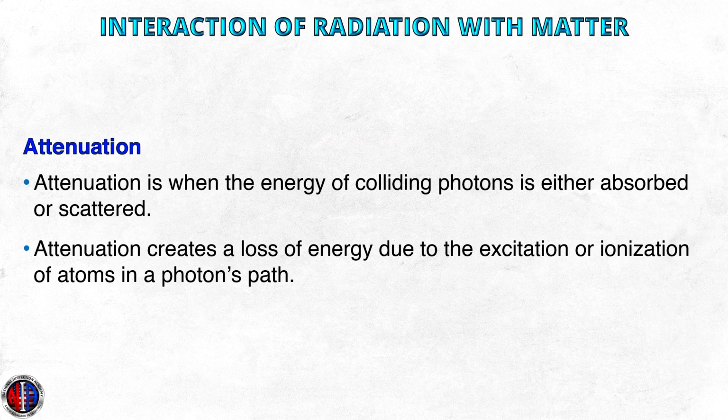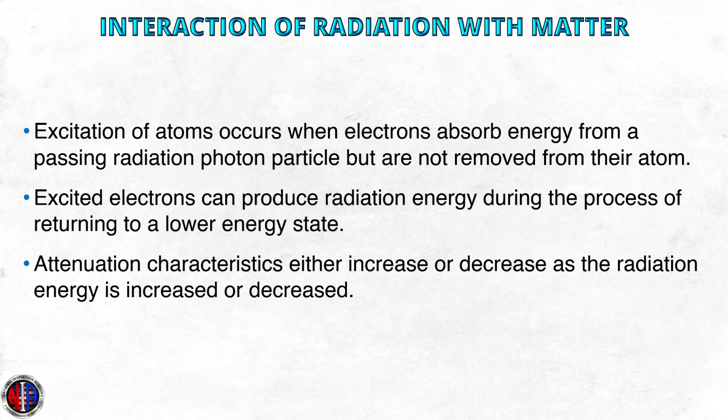Attenuation. Attenuation is when the energy of colliding photons is either absorbed or scattered. Attenuation creates a loss of energy due to the excitation or ionization of atoms in a photon's path. Excitation of atoms occurs when electrons absorb energy from a passing radiation photon particle but are not removed from their atom. Excited electrons can produce radiation energy during the process of returning to a lower energy state. Attenuation characteristics either increase or decrease as the radiation energy is increased or decreased.